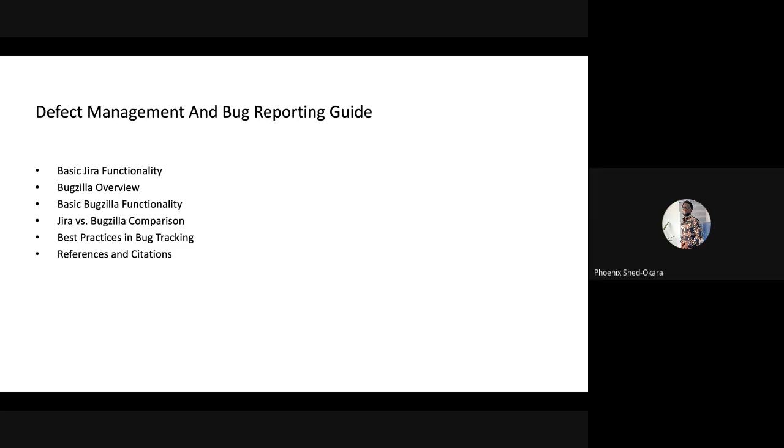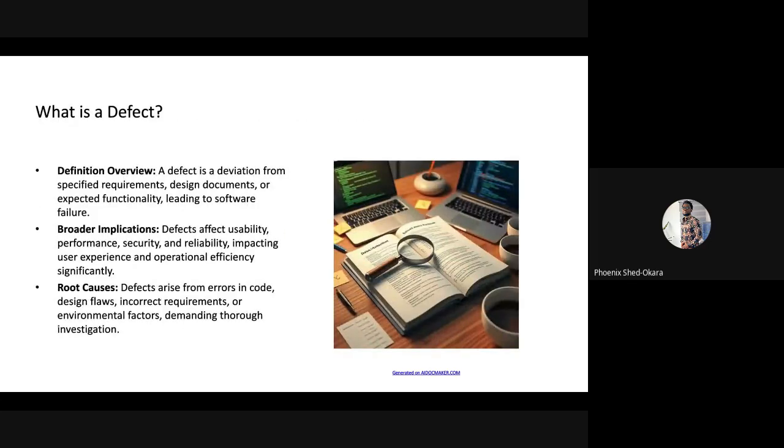So today's topic is all about defect management and the life cycle of a bug. So what's a defect? A defect is a deviation from the specified requirements, design document, or expected functionality leading to a software failure. In simple terms, a defect is anything that falls outside the acceptance criteria given to us by the product owner or product manager.